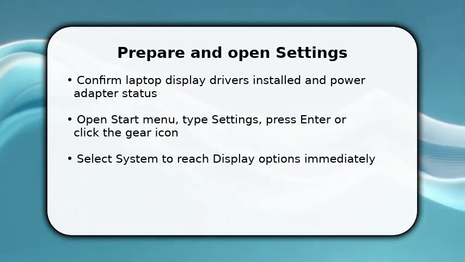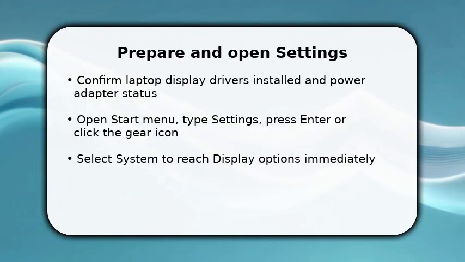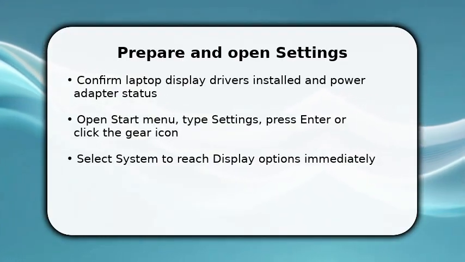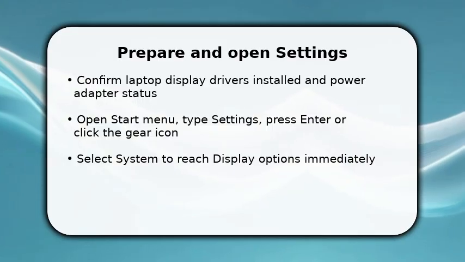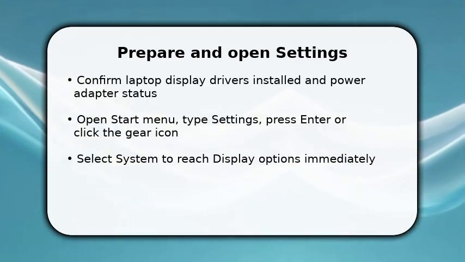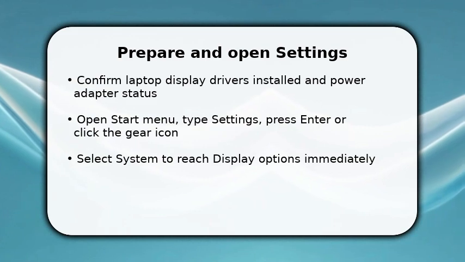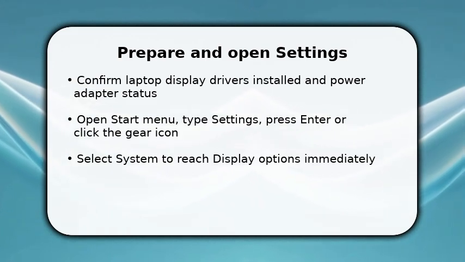From Settings, click System to open Display. I'm showing this step first because entering System quickly exposes the brightness controls you'll adjust next. Now you use the brightness slider under Display to change screen light. Drag left to dim, right to brighten.